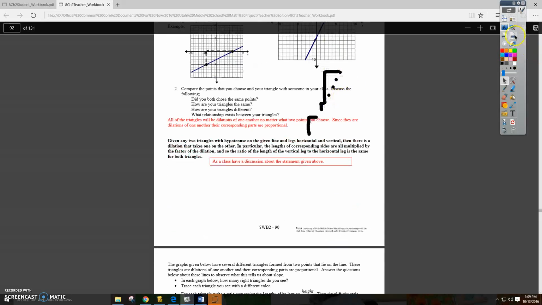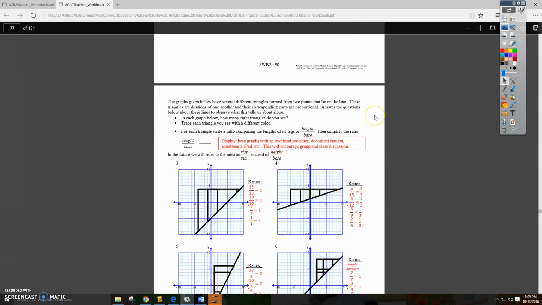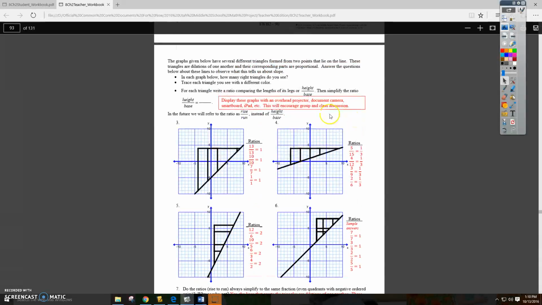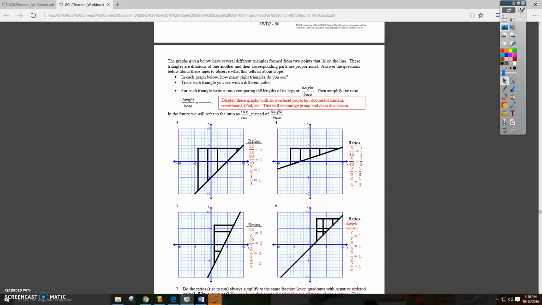Let's move down and let's go to the next page here. On here it says the graphs given below have several different triangles formed when 2 points lie on a line. The triangles are dilations of one another, and their corresponding parts are proportional. So we're going to write the height over the base. And for these triangles, the height over the base is basically the rise and the run we've been talking about.